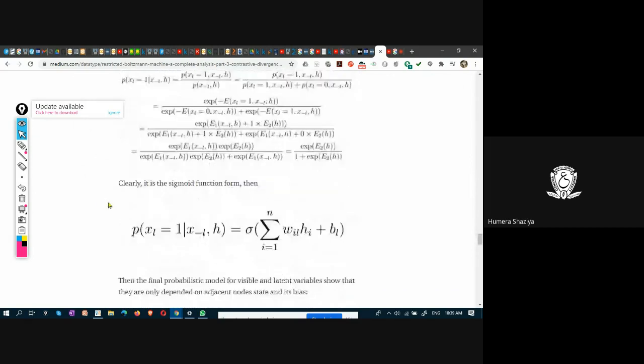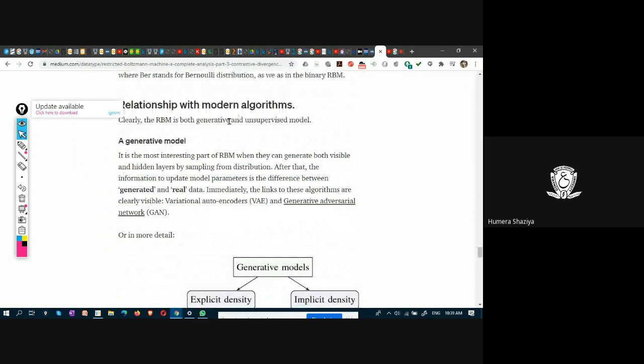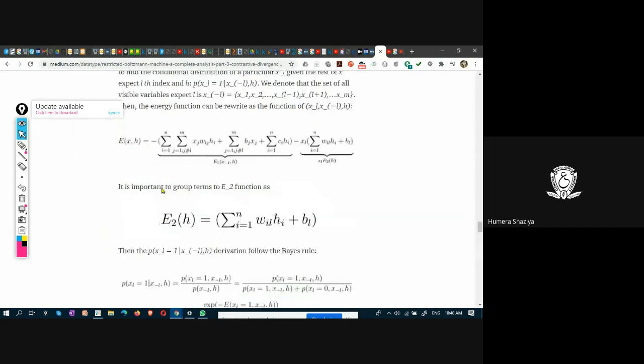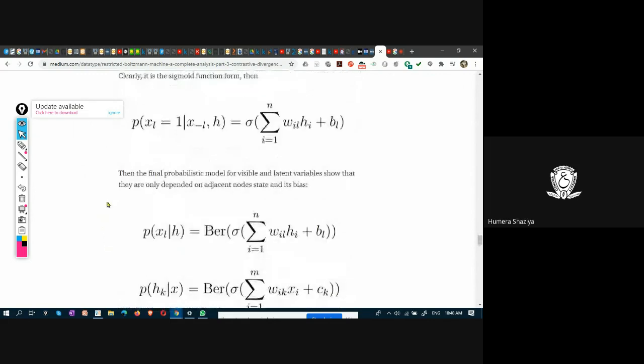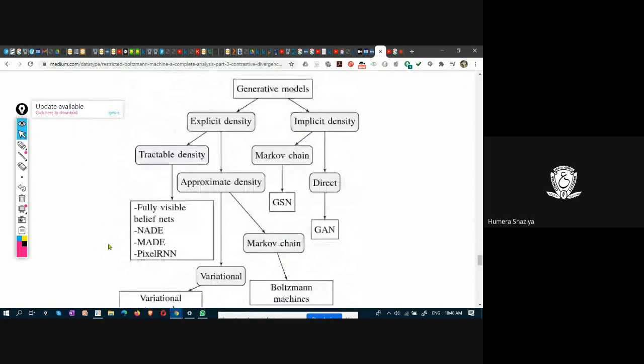Okay, the sample distribution equations are given, and there are other algorithms for training the RBM. The standard algorithm is what we studied, the contrastive divergence algorithm. Besides this standard algorithm, there are some other algorithms which are based on generative models, GANs.